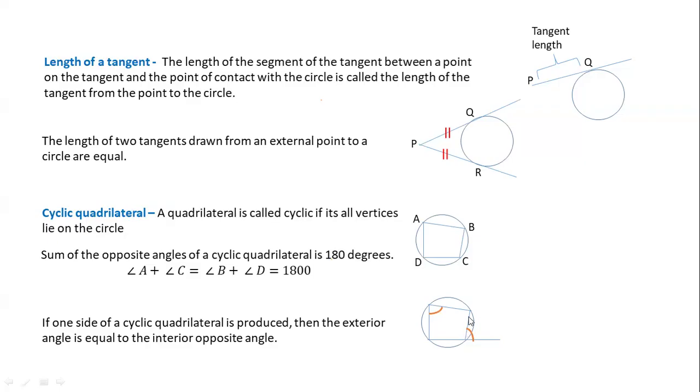Suppose I extend it here, then this angle will be equal to this. I extend it here, this will be equal to this. So I have extended only one side. You can do it with the other sides also. You will get similar alternate angles which are equal.